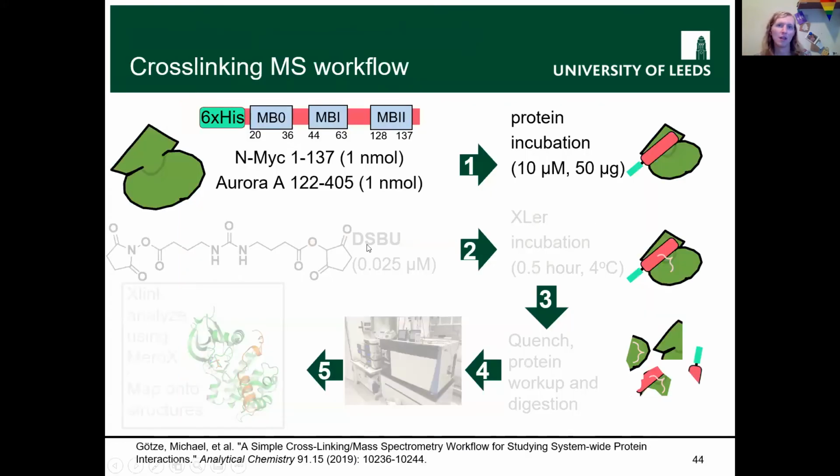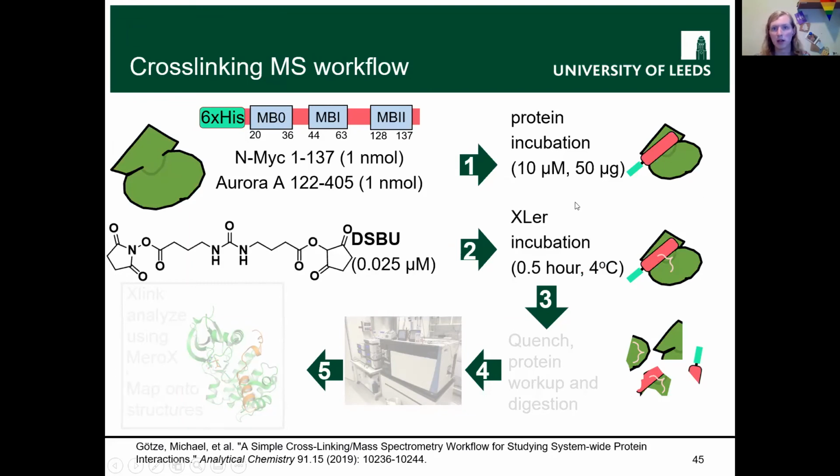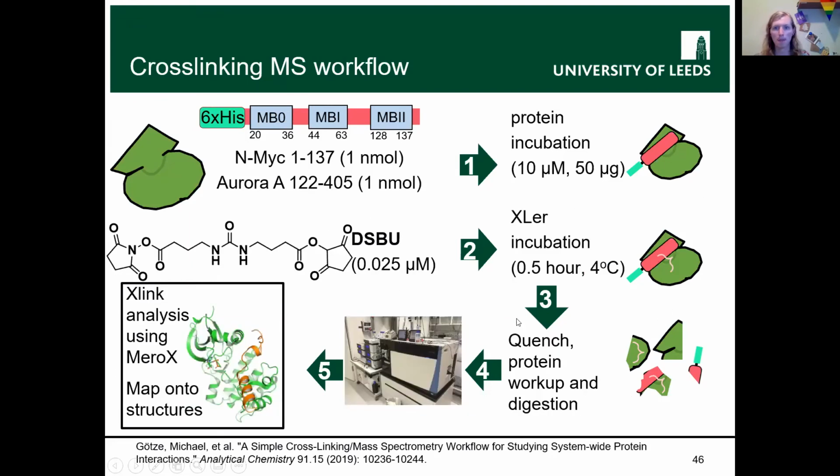So our workflow is that you take your two proteins. We take NMYC and we take Aurora, incubate them together, we chuck in our crosslinker, and then we do our cross-linking. So these react, then we do our protein workup. We send these samples down the mass spec, and then we use software to analyze the spectra.